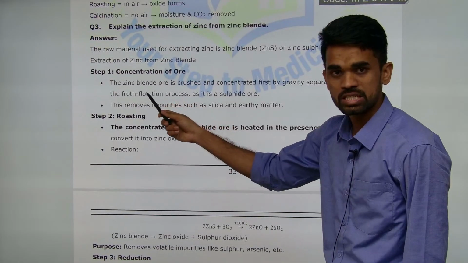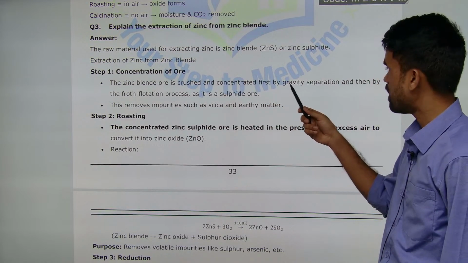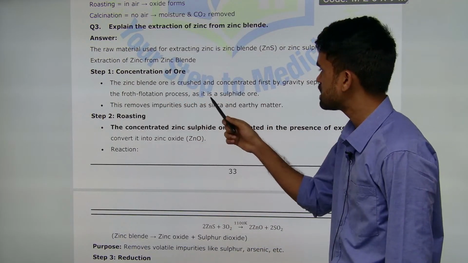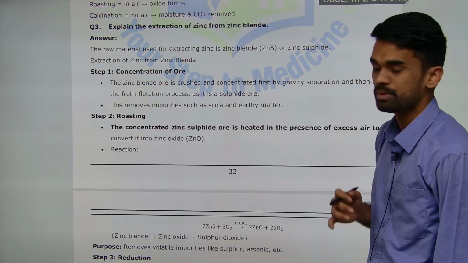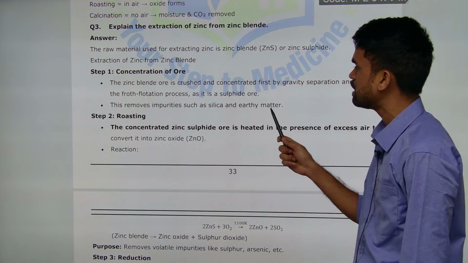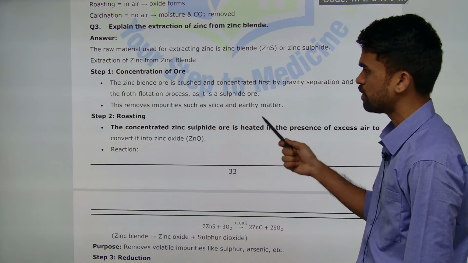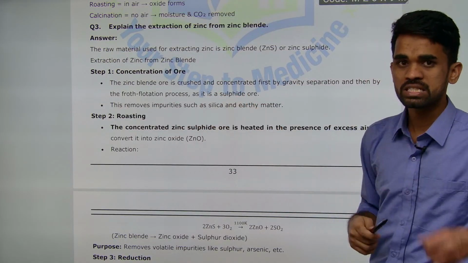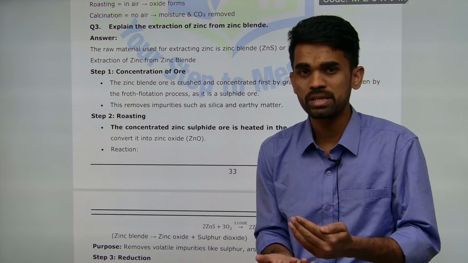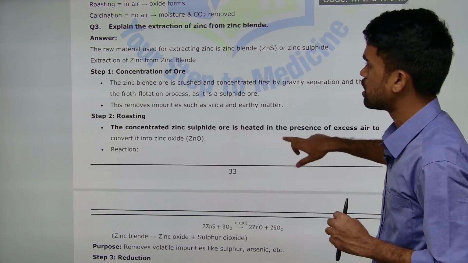First crush the zinc blende, then concentrate it using the gravity separation method, followed by the froth flotation process, as it is a sulfide ore. This is an important point to be mentioned. This removes impurities such as silica and earthy matter. Wherever there is any sand or anything like that, it can be removed with the help of these two methods. These are the two things used to concentrate the sulfide ore.